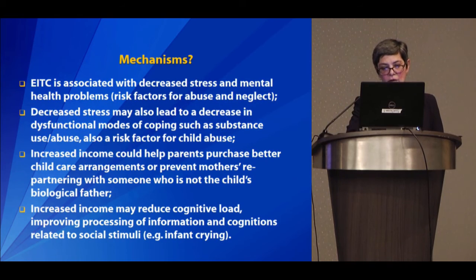So the first question I always get about this study is, how could that be? What does the tax credit have to do with abusive head trauma? And so there's several mechanisms, and I've already mentioned one, the reduction in poverty. And especially for such a prevalent risk factor, it really creates a population level impact. But some other mechanisms are that the earned income tax credit in other studies has been associated with decreased parental stress and mental health problems. And we know that that is a risk factor for abuse and neglect.